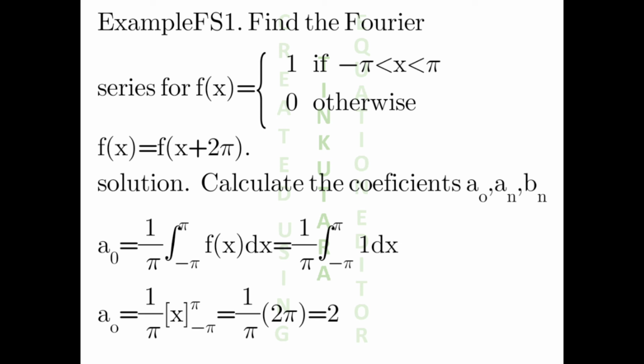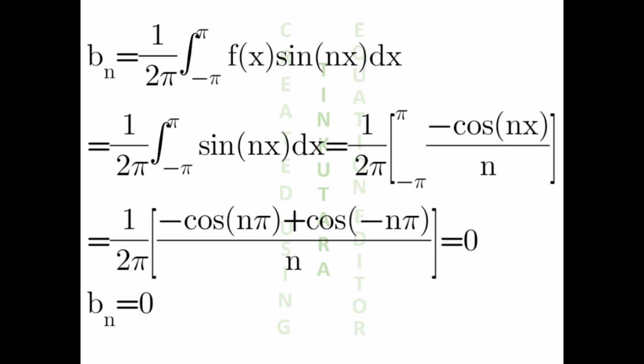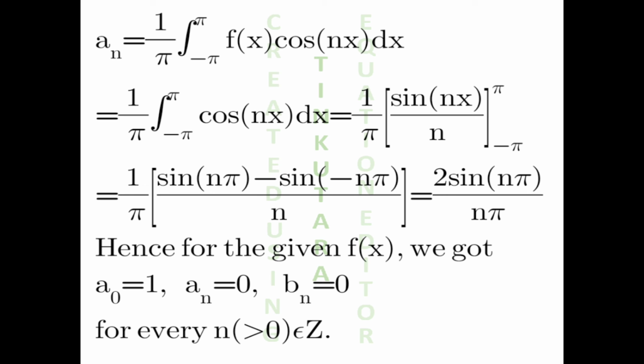So we will calculate the coefficients a0, an, bn by writing a0 is equal to 1 by pi integration from minus pi to plus pi f(x) dx, which is equal to 1 by pi integration from minus pi to plus pi 1 dx. We will find that a0 is equal to 2. Similarly, we will calculate an. An is equal to 1 by pi integration from minus pi to plus pi f(x) into cos nx dx.